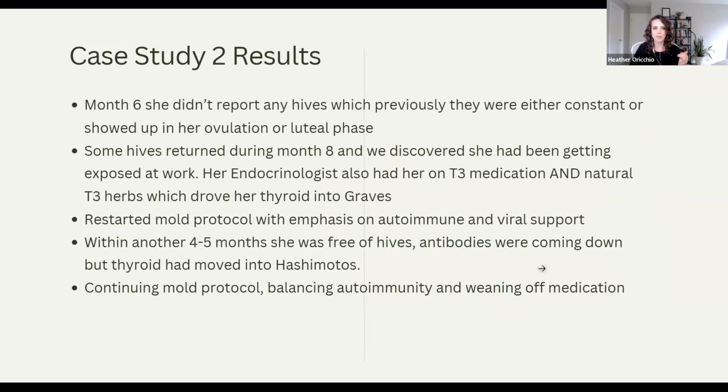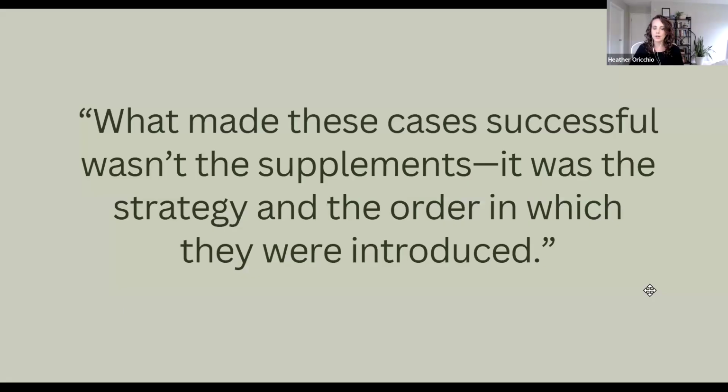Her antibodies were coming down. Although her thyroid had moved into Hashimoto's, we were still seeing some gradual improvements with that, and she was continuing to work on the mold protocol, balancing the immune system and weaning off of medication. So what made these cases successful wasn't the supplements, it was the strategy and the order that they were introduced.